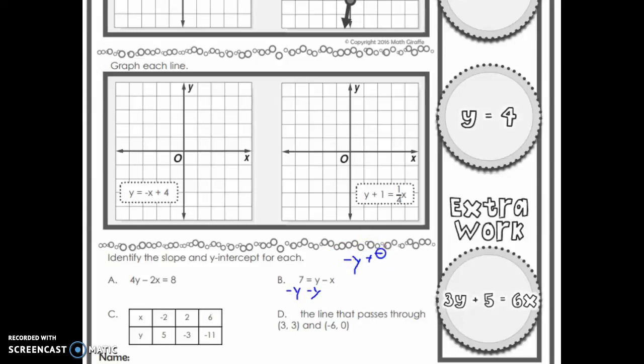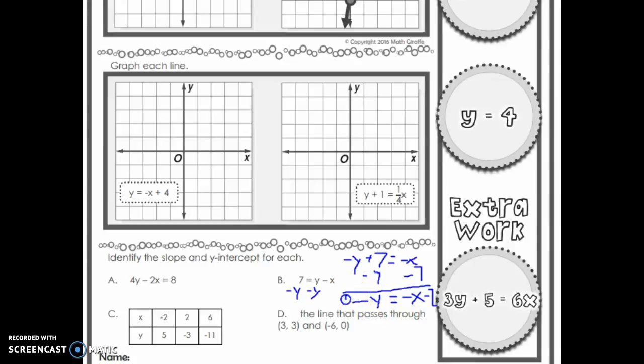Nothing changed there. Equals, now remember it's a negative x. Okay, now I have to move the 7 over, so I'm going to subtract 7 on both sides. Oh, goodness, though. Look at, I have a negative y. That means I still have a coefficient in front of y. I can't have a coefficient in front of y if I put it in slope-intercept form.